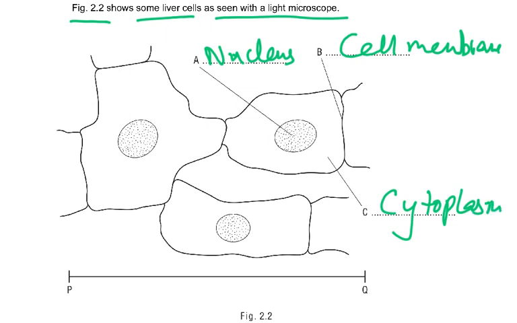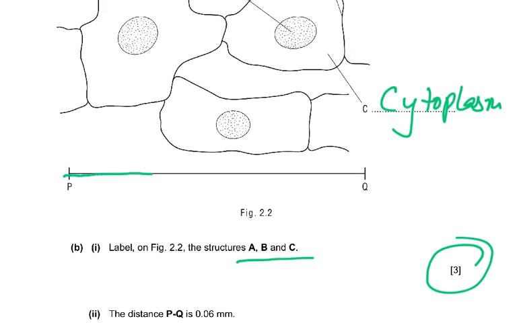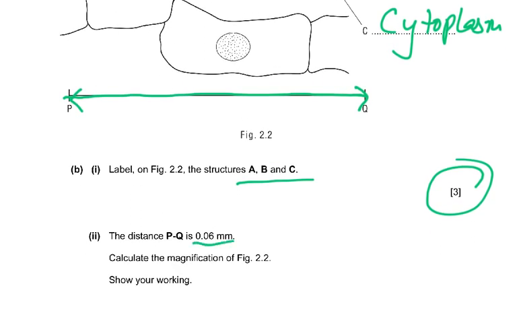So that is three marks for labelling A, B, and C. Then the distance PQ is 0.06 millimeter. Calculate the magnification of figure 2.2. Show your working.